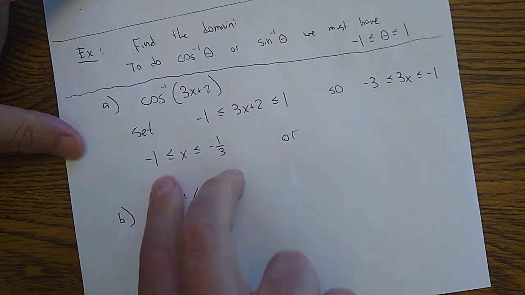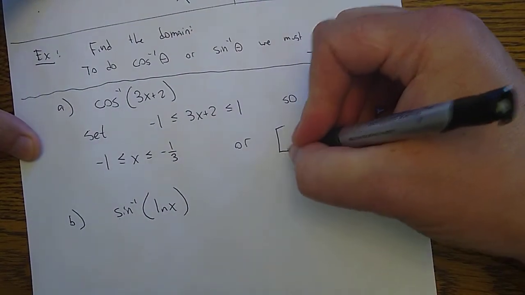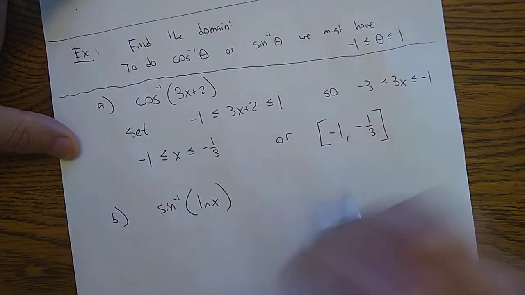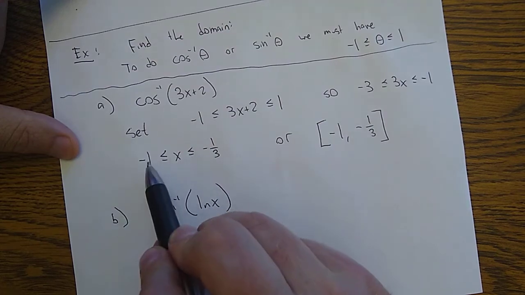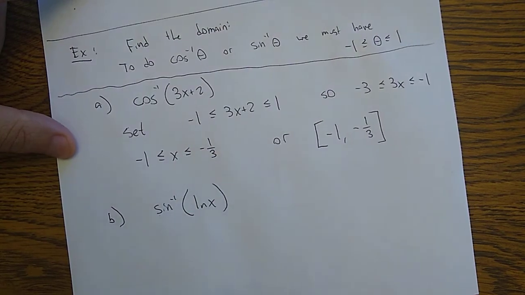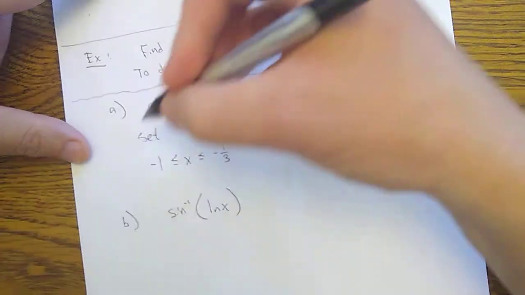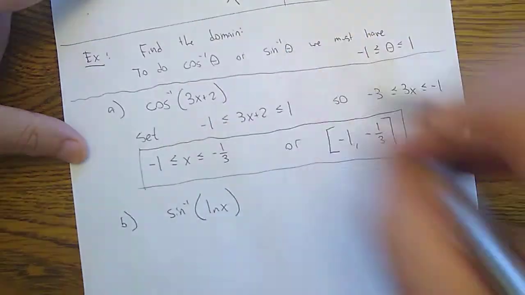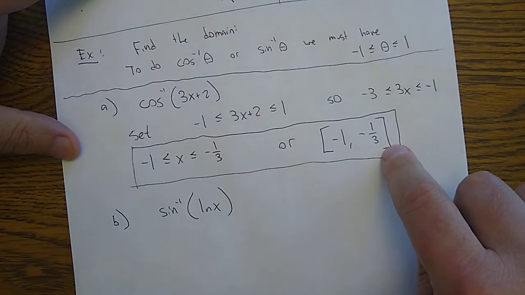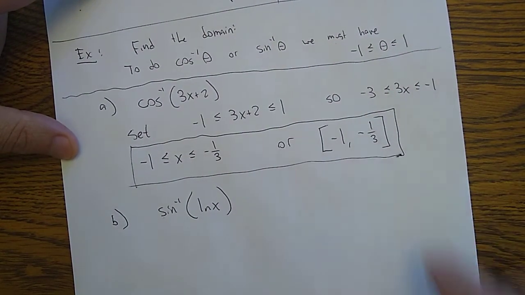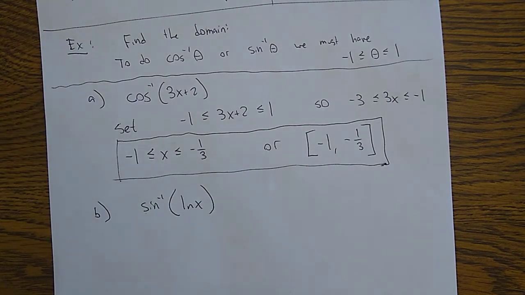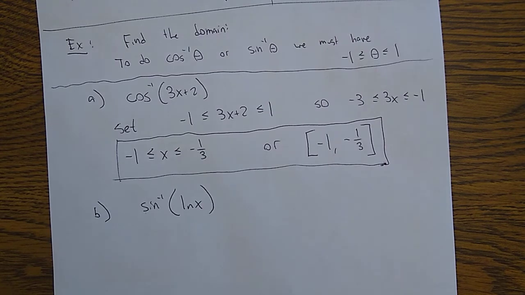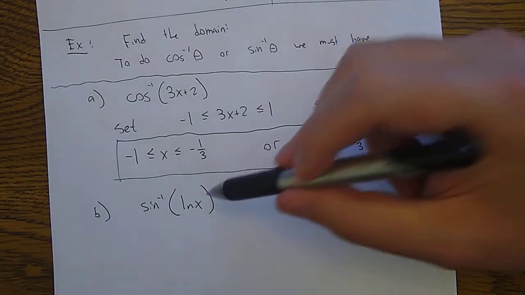So this is the domain. If I want to put this in interval notation, it's [-1, -1/3], with square brackets, because the domain does include -1, and it also includes -1/3. For me, I would accept either of these answers. The online homework, I believe, prefers interval notation, so probably this way if you're doing the online homework. But if it's a written quiz or test, I would accept either one of these. Okay, so just one more.